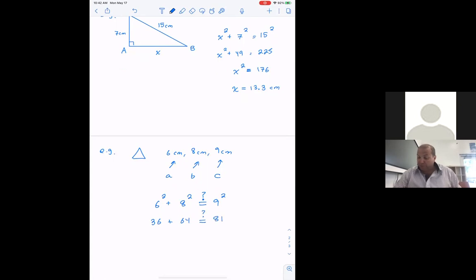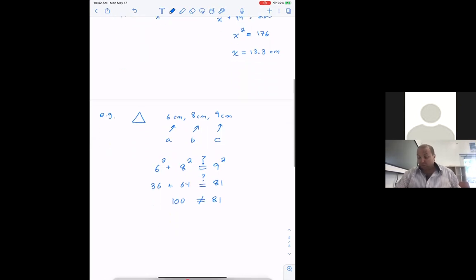9 squared is 81, 36 plus 64 is 100. 100 is not equal to 81. So the answer is a straight up no. This is not a right triangle, not a right triangle.